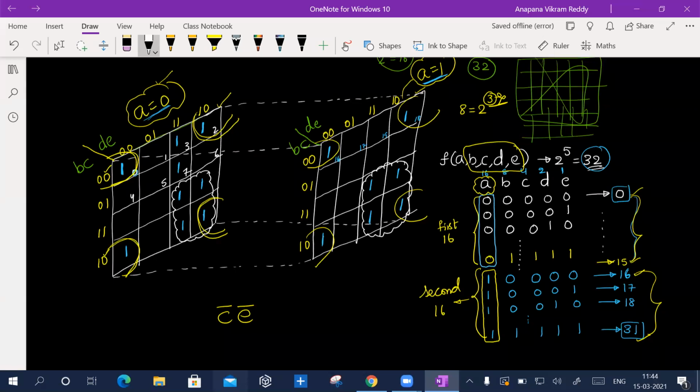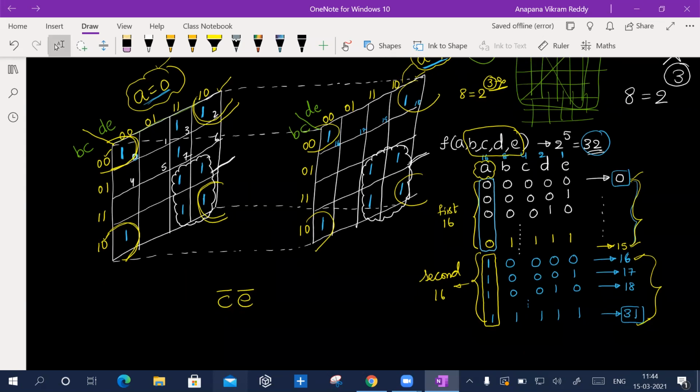Again, how many cells did we group here? Total, not 4, 8. Because I have 4 cells here, again 4 cells here, so 4 plus 4, 8. Again, 8 means 3 variables must be eliminated. So already A is out. Now you tell me, what else can I take now? BD. Very good. So this must be BD.